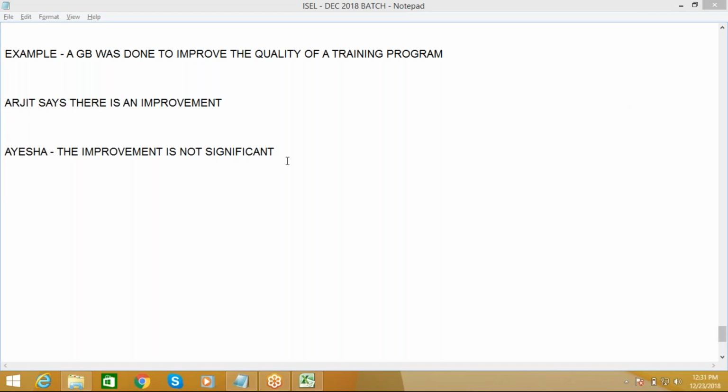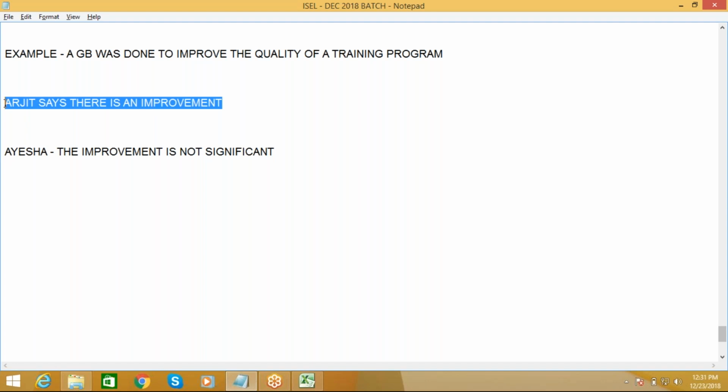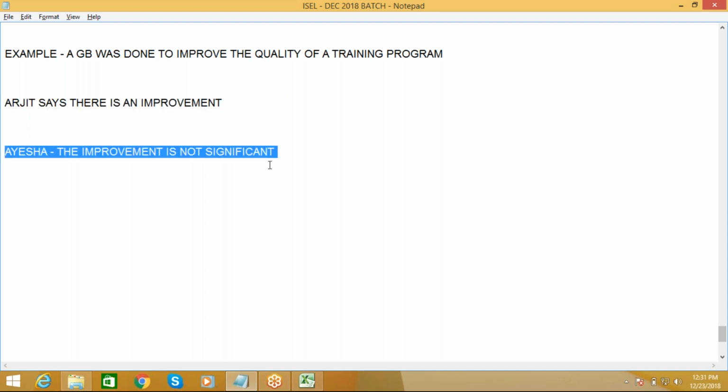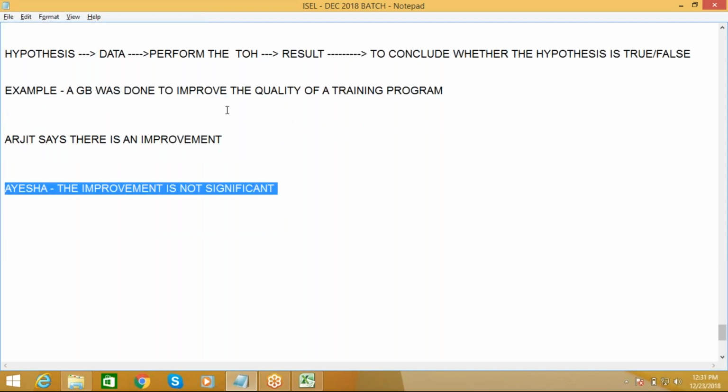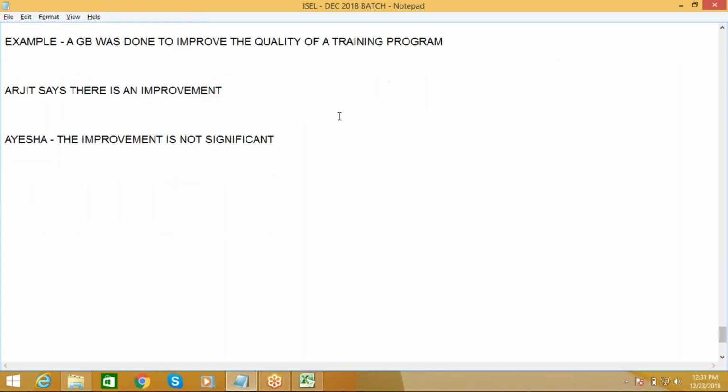So everybody has understood so far, right? Both of us are arguing. Arjit says there is an improvement, let's close the project. I'm saying the improvement is there, but it's not significant, so we cannot close the project, right? So this is stuck. Both of us can continue to argue unless we prove it with data.